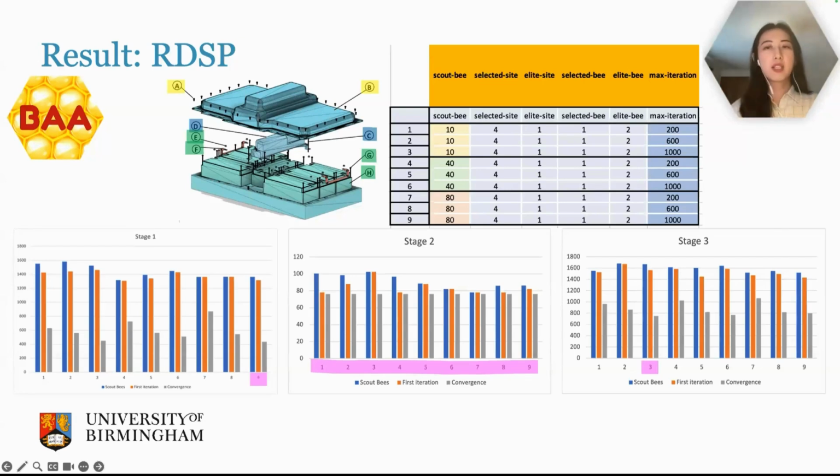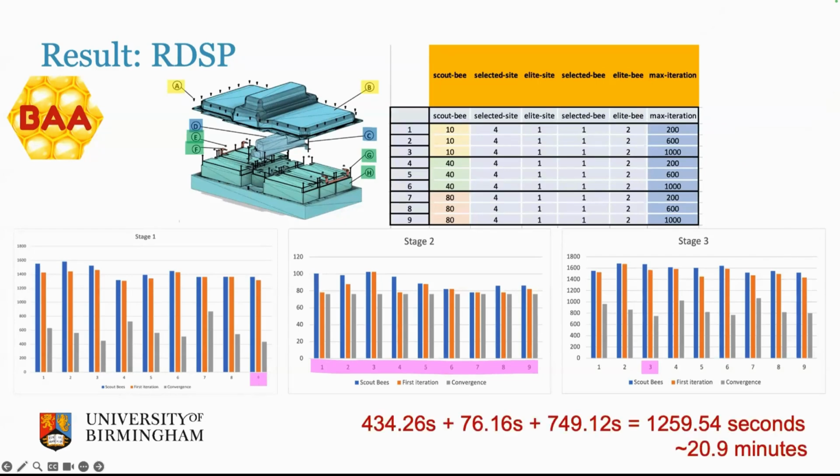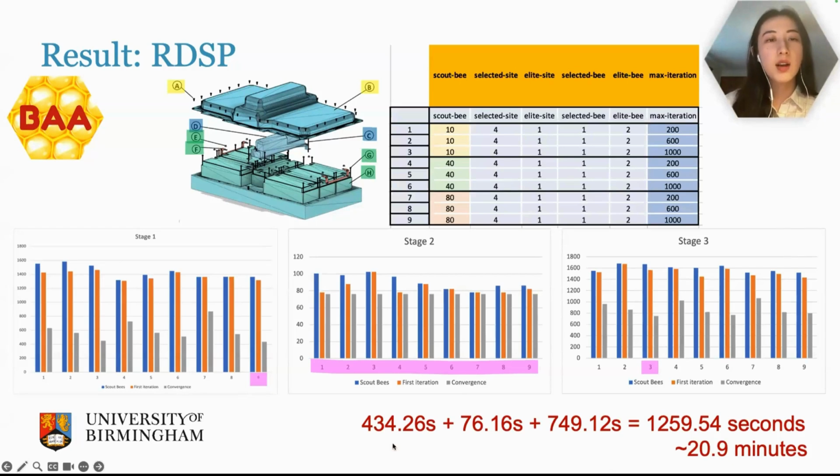So back to this work today, these are the best results of disassembly times at each stage that I highlighted here with the purple color. For calculating the total disassembly time for RDSP, we selected the best result at each stage and gave them a summation. So you can see from here, from 3 different stages, the total using time is 1,259.54 seconds, which is around 20.9 minutes.